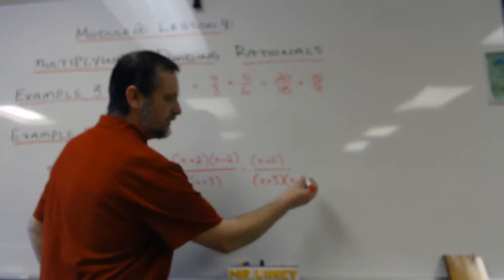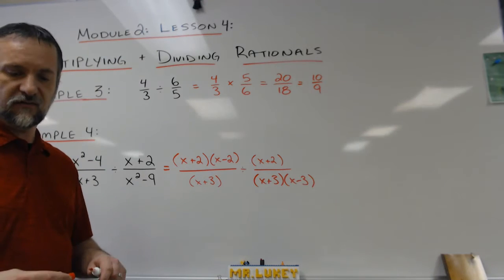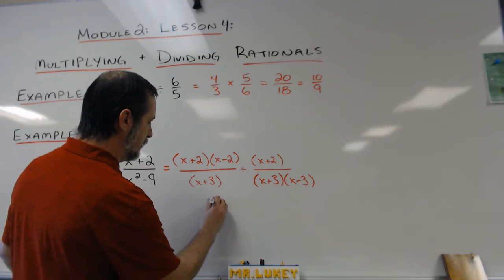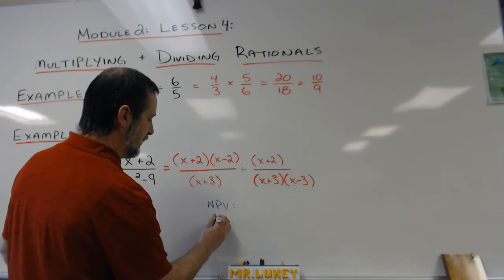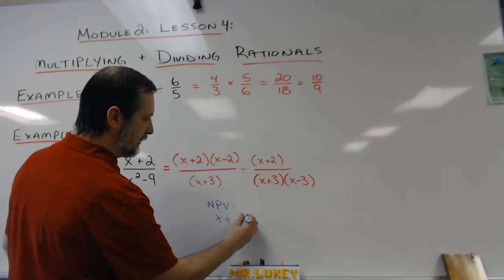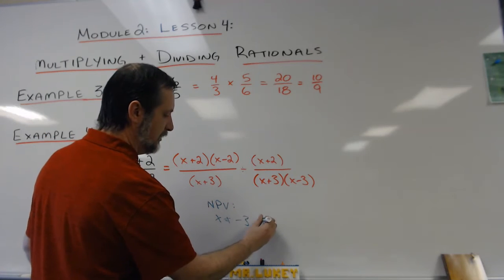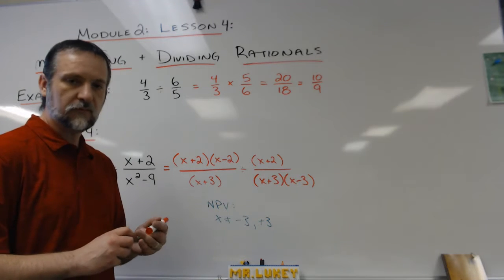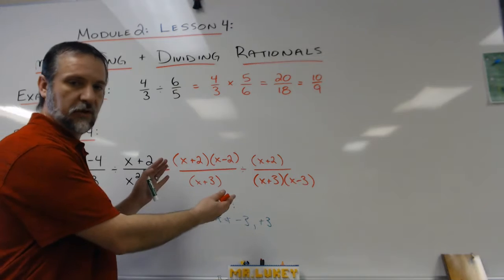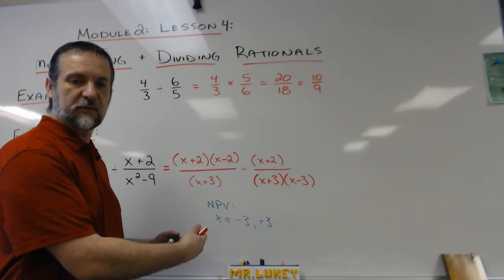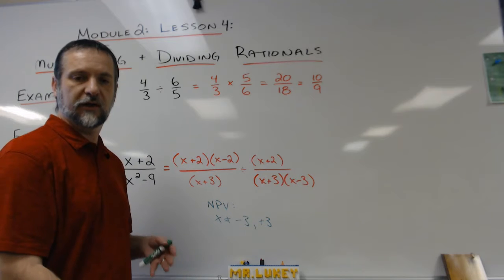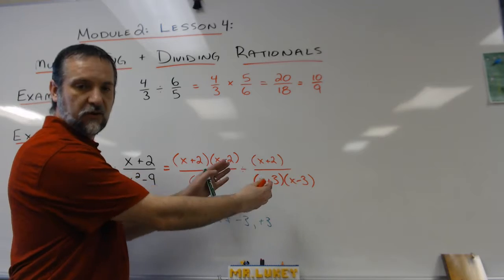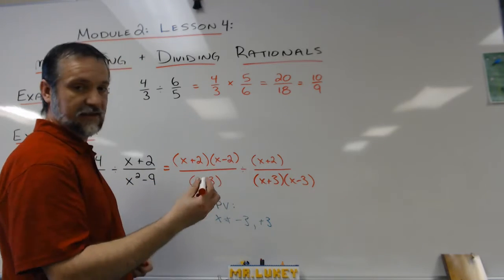At this point, of course, I have it factored out so I can find non-permissible values. So put a little NPV here. X cannot equal -3, and again, x plus 3. So I have 2 non-permissible values there so far. But I'm going to take this equation, I'm going to have the x plus 2, x minus 2 over x plus 3 divided by x plus 2 over x plus 3, x minus 3. Same thing. I'm just going to divide this first chunk by the reciprocal, so I've got to flip these around, which means again some rewriting to do.